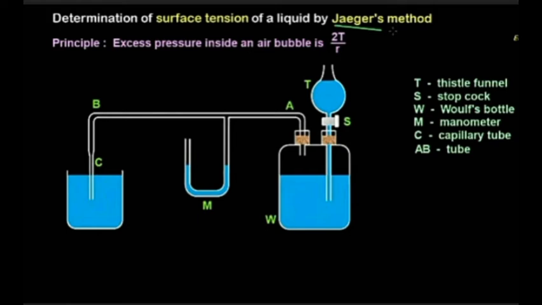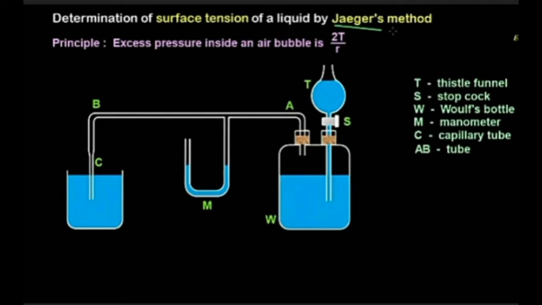When water from the dropping funnel is allowed to slowly enter the wolf bottle, an equal amount of air is forced into the tube ABCD. The liquid in the tube CD goes down slowly and forms a bubble at the end. The radius of the bubble gradually decreases with increasing pressure inside it.